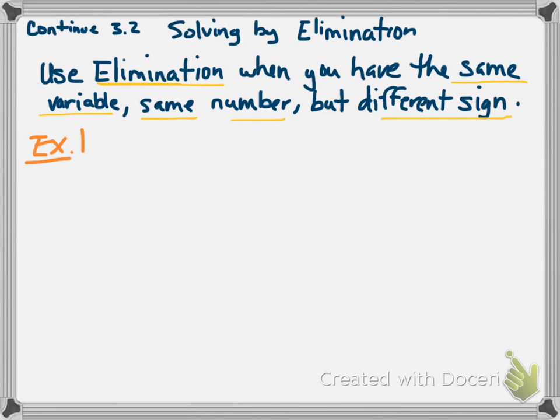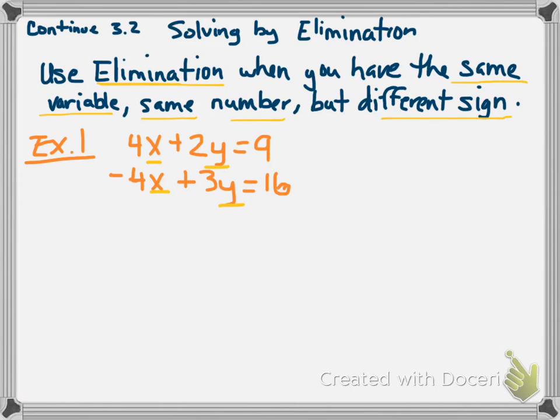So let's look at the first example. We have 4x plus 2y equals 9, negative 4x plus 3y is equal to 16. So let's look at this problem. Do I have the same variable? That means either look at the x's or look at the y's. Then with the same number, this one has a 4, negative 4, a 2, and a 3. So who has the same number? The 4's for right now. One's a positive, one's a negative. In that case, it looks like we're looking at the 4's.